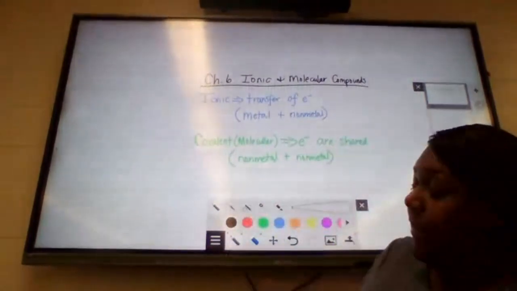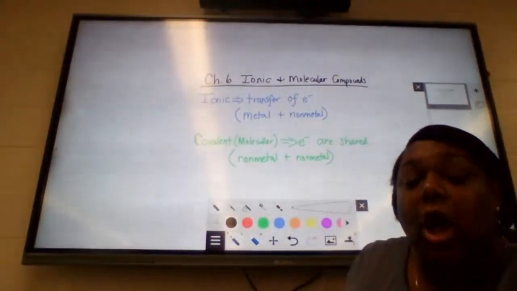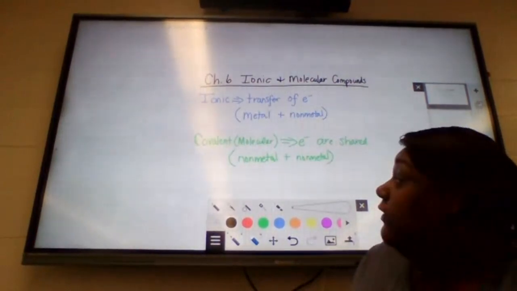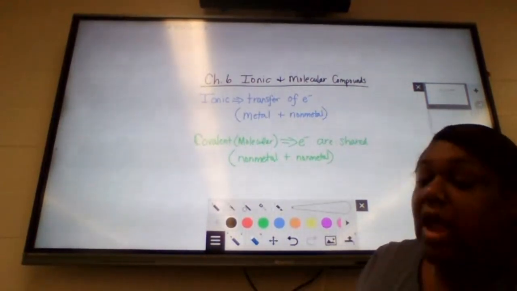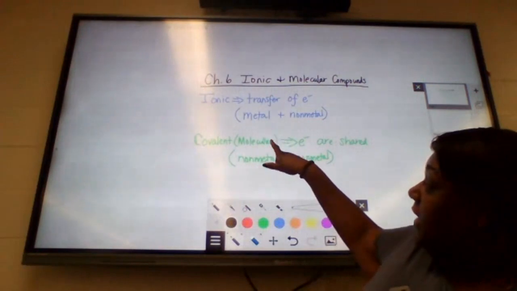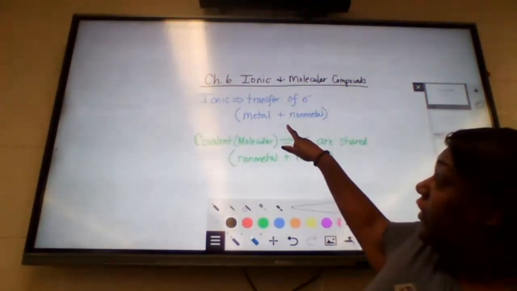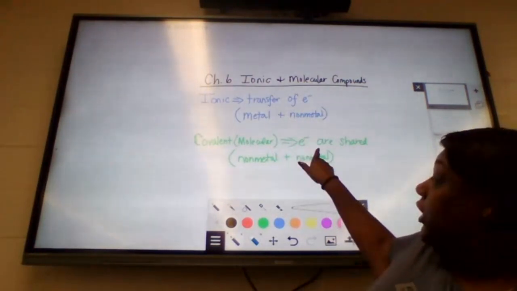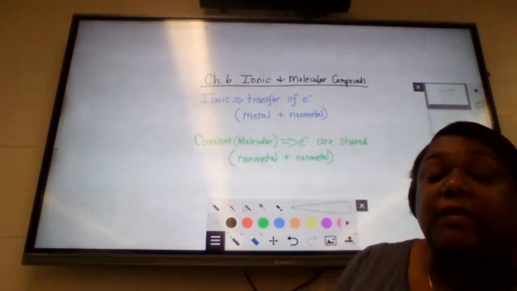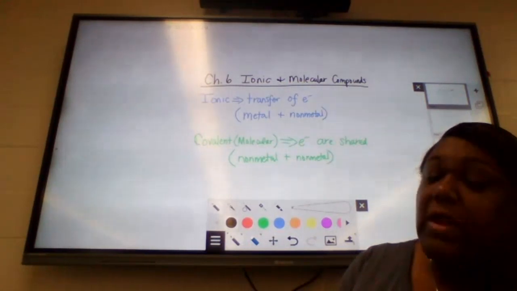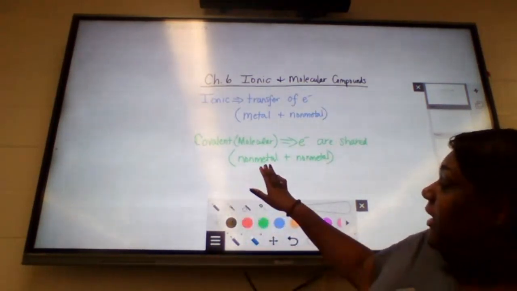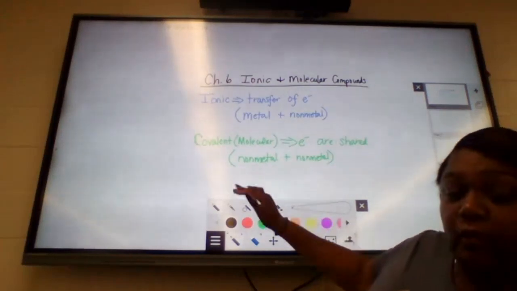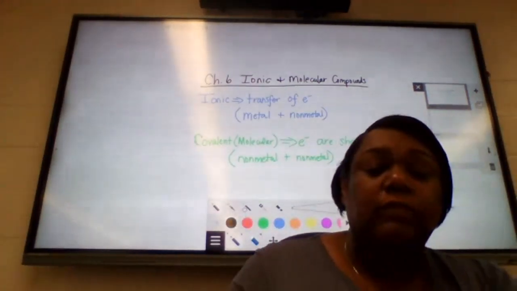When we move into talking about covalent compounds, though, another way that we can describe covalent compounds is by using the term molecular compounds. And unlike ionic compounds, there is no transfer of electrons in molecular compounds because your electrons are being shared between two different atoms. And so we generally find molecular bonds being formed between two nonmetals, two or more nonmetals.